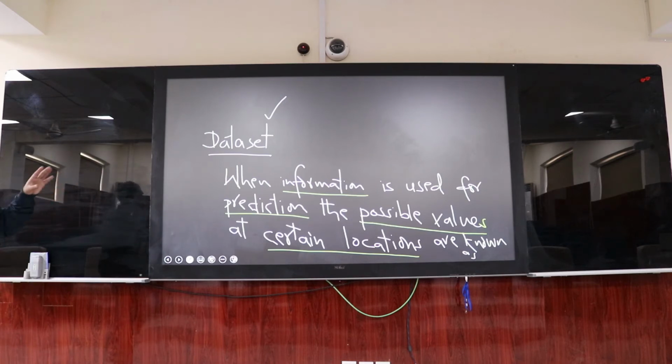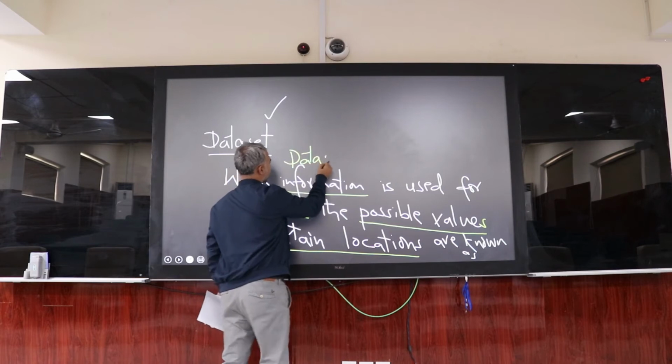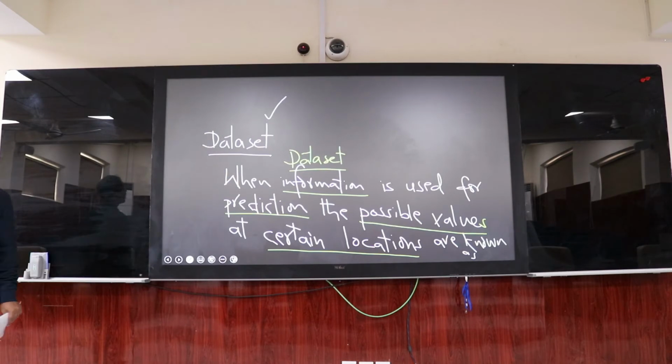Okay, let me read out. Listen, please. When information is used for prediction, this is one part of the information used for prediction. If you say when the data set is used for prediction, there are two different theories. First one, information is used for prediction. Second one, a data set is used for prediction. From where will you get the data set? If we mention here data set for prediction, from where will you get the data set?